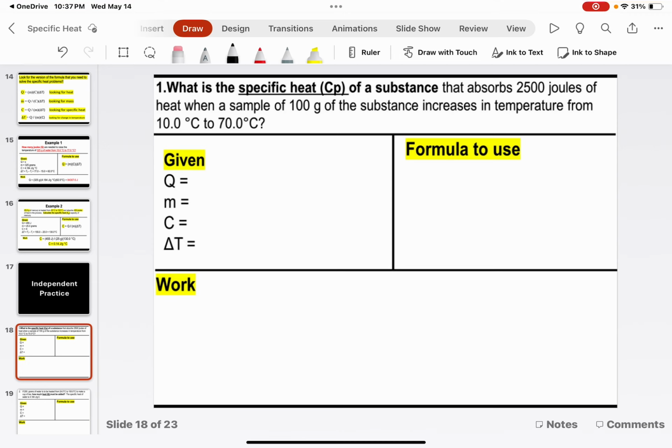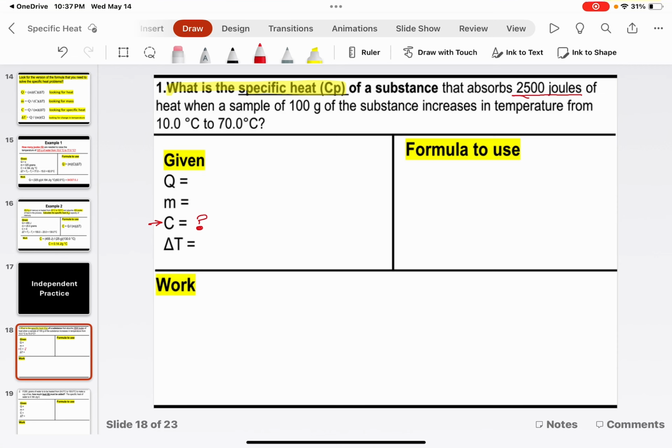Okay, so the first one is asking: what is the specific heat of a substance that absorbs 2,500 joules of heat when a sample of 100 grams of the substance increases in temperature from 10 degrees Celsius to 70 degrees Celsius? First and foremost, I want you to take note that they're asking you what is the specific heat. So right off the bat, they're already telling you that's what we want you to find. So here's specific heat, and that's pretty much going to be our X or our question mark, what we're trying to find.